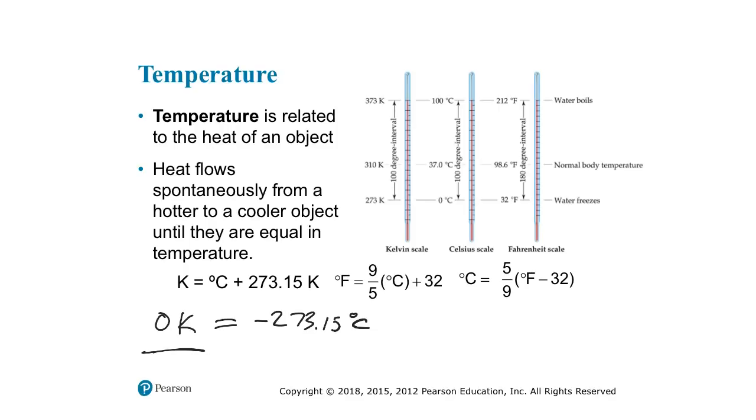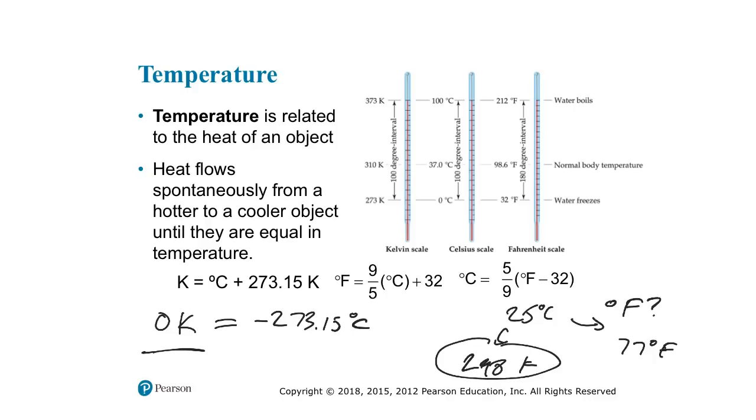And so what might be useful real quick would be to go through room temperature, 25 degrees C, within our different scales. So 25 degrees C, what is that in Fahrenheit? Well, we would plug in 25 times 9/5 plus 32, that would work out to be 77 degrees Fahrenheit. And then we could also add 273.15 to this, and that comes out to 298 Kelvin. So 298 Kelvin, 77 degrees Fahrenheit, 25 degrees C, all the same temperature measurement.